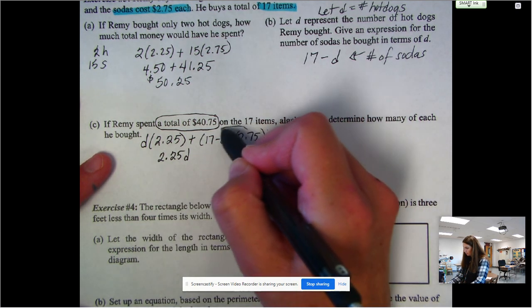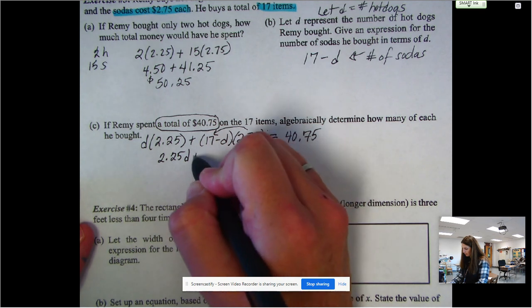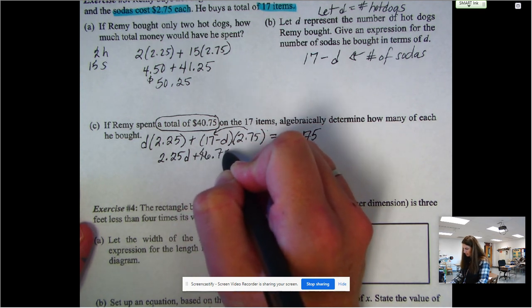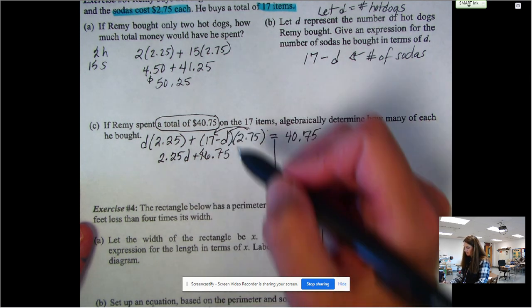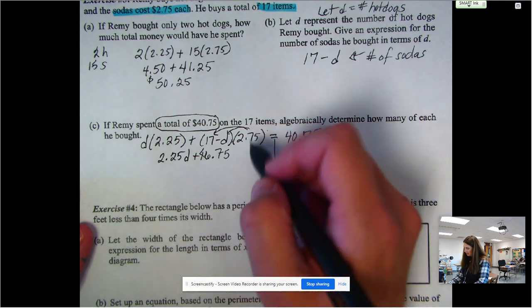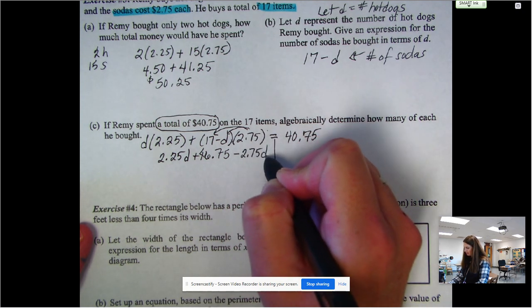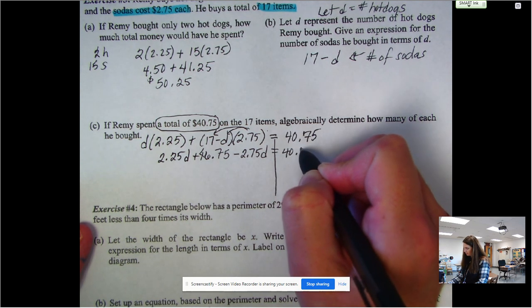Now we have to distribute through. So let's do $2.75 times 17. I'm getting $46.75. And then $2.75 times negative D, that's going to give me negative $2.75D. Okay? And that equals $40.75.